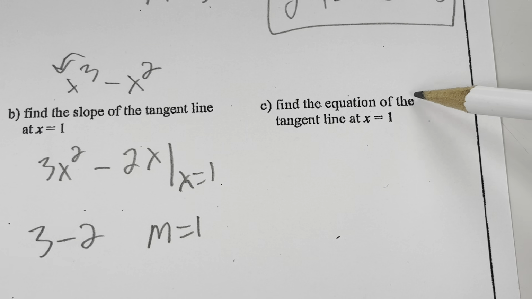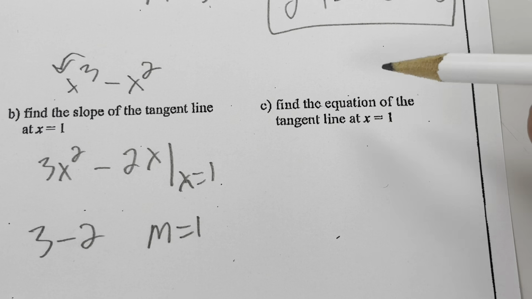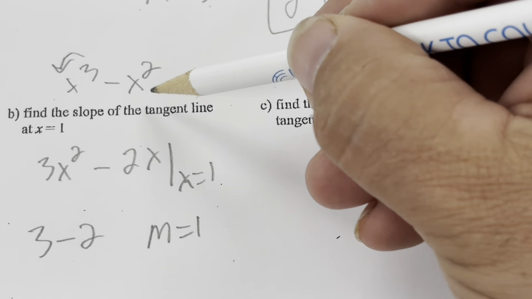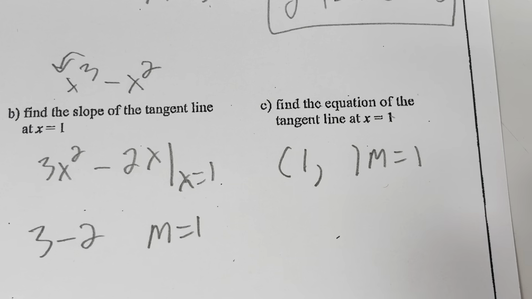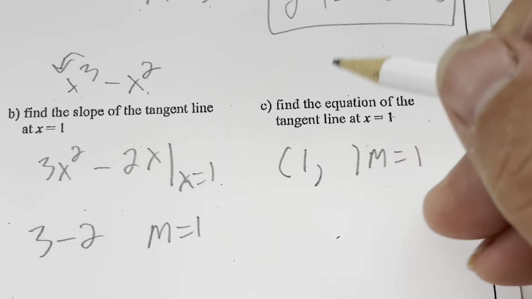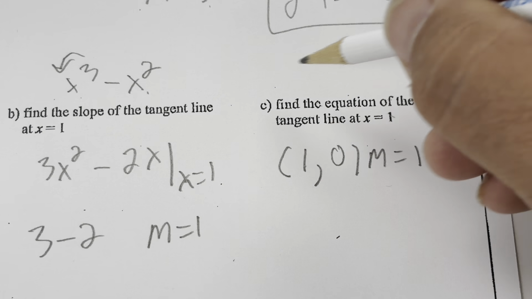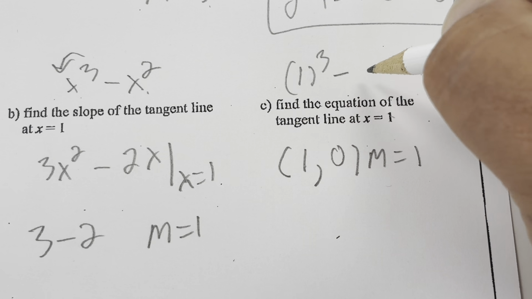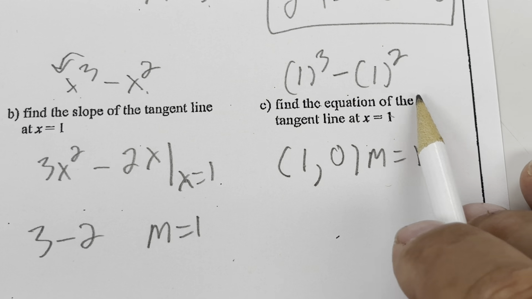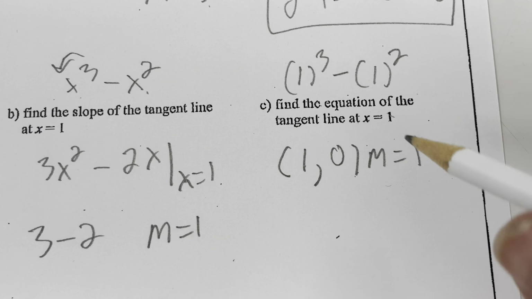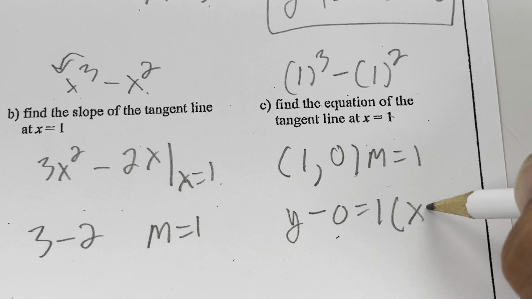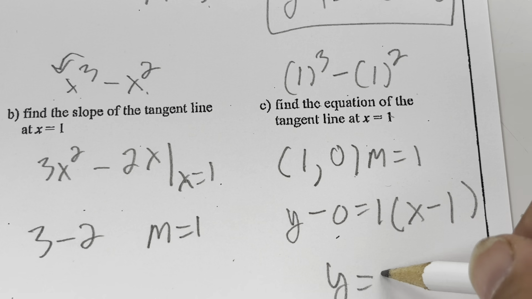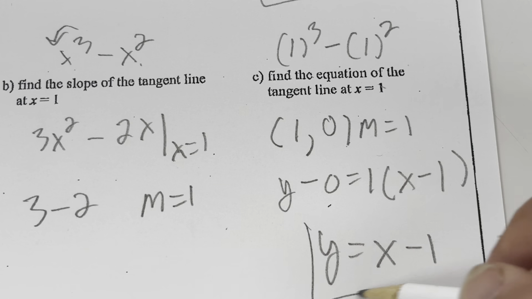Now, for the next part, part C, they want us to find the equation of the tangent line at x equals 1. So let's see. I'm going to plug in 1 to the original to get the y value. And I already have my slope equals 1. So when I plug 1 in there, that's 1 cubed minus 1 squared, so that's 1 minus 1, which is 0. So I have my point (1, 0) and my slope, y minus 0 equals 1 times x minus 1. I did simplify that one a little bit.